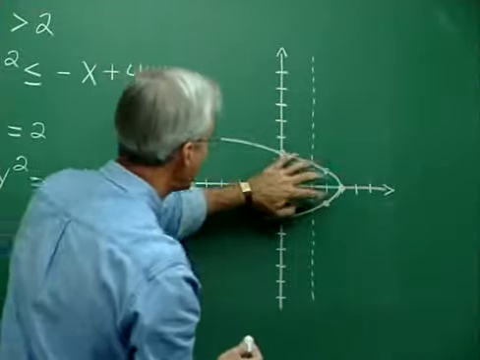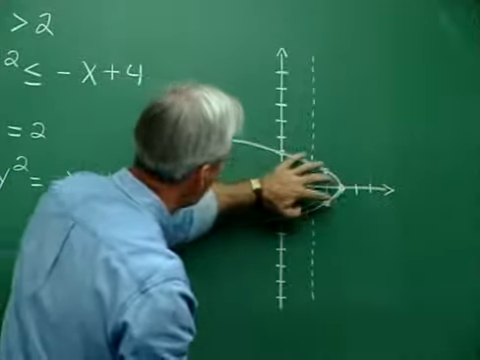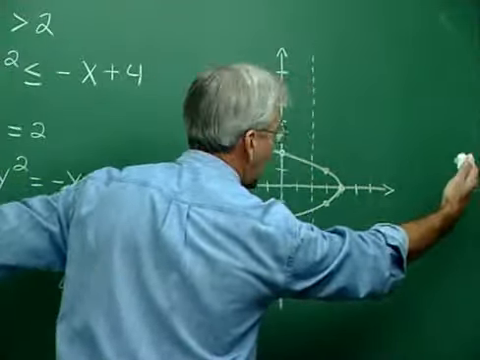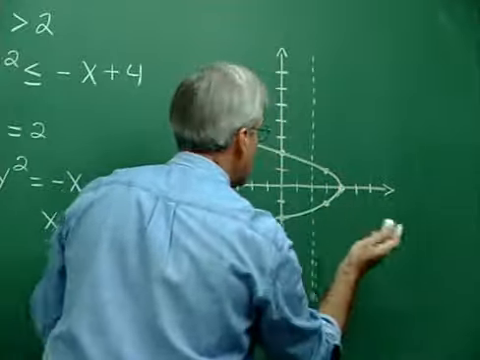On the other hand, if the solution region is inside, we would want the inside of the parabola and to the right of our dotted line, and that would just be this little region. Let's see which one it is.